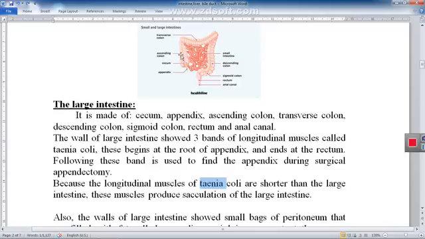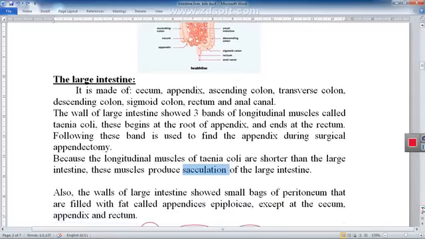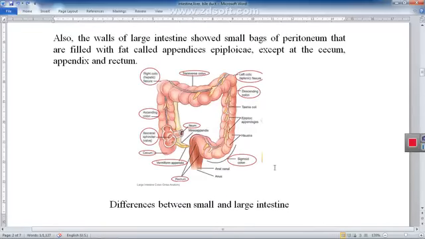You can see that the wall of the large intestine is lobulated, or shows sacculation. Also, the wall of the large intestine shows many bags of peritoneum, or sacs of peritoneum, that are filled with fat, and these are called appendices epiploicae. These bags are not seen in the cecum, the appendix, or the rectum. So taenia coli are found in all the large intestine except the appendix and rectum, while the appendices epiploicae are seen in all parts of the large intestine except the cecum, appendix, and rectum.